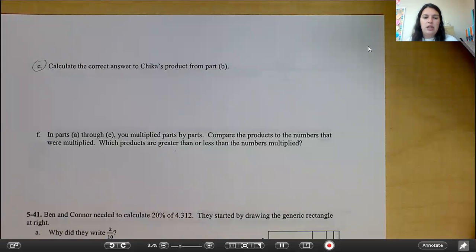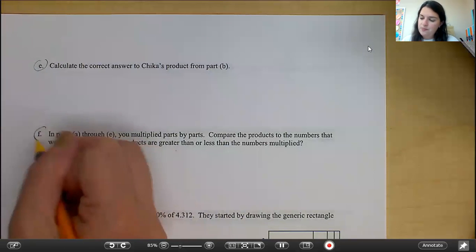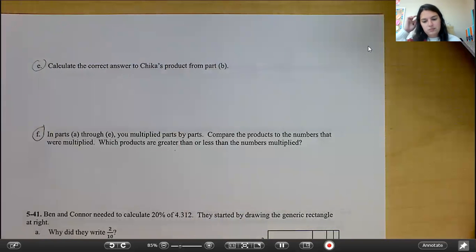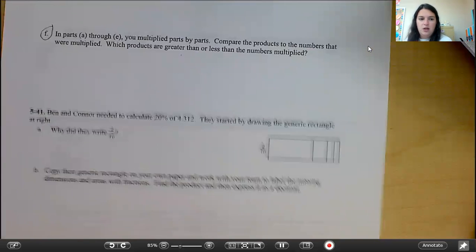In parts A through E, you multiplied parts by parts. Compare the products to the numbers that were multiplied. Which products are greater than or less than the numbers multiplied? Go ahead and pause your video and answer part F. Okay, we're going to save that part and talk about it in class.